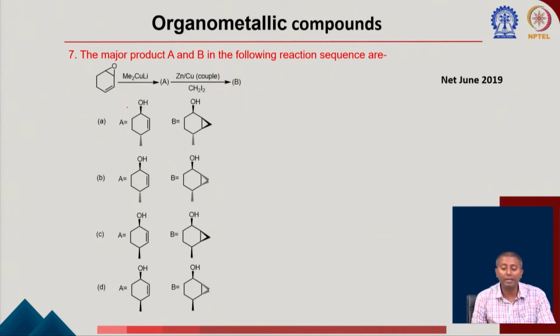The major products A and B in the following reaction sequence. Here you are treating this compound with a dimethyl cuprate. So let's try to draw this. Once you try to draw this, you will have an idea how this reaction is happening.